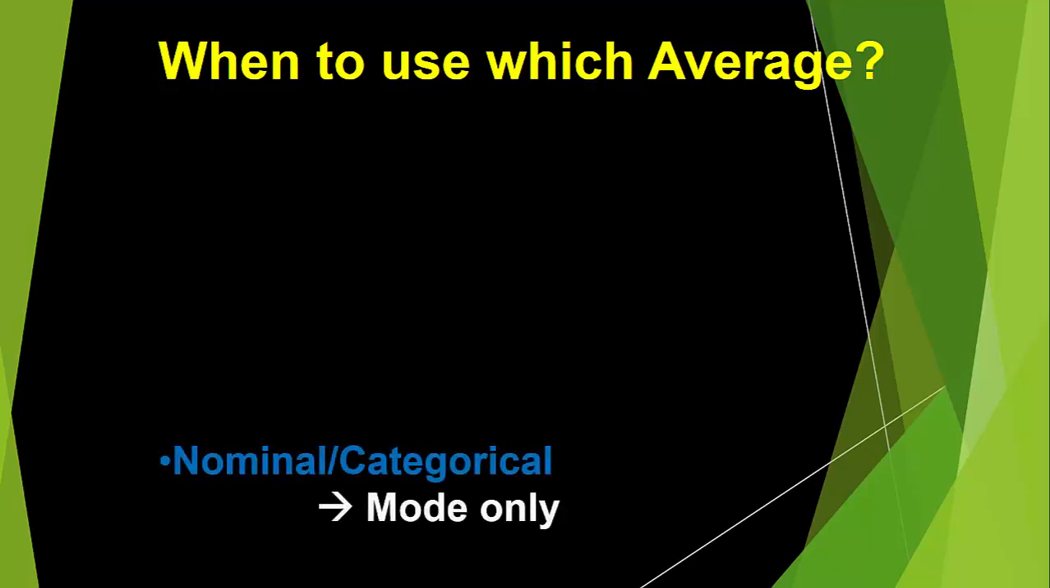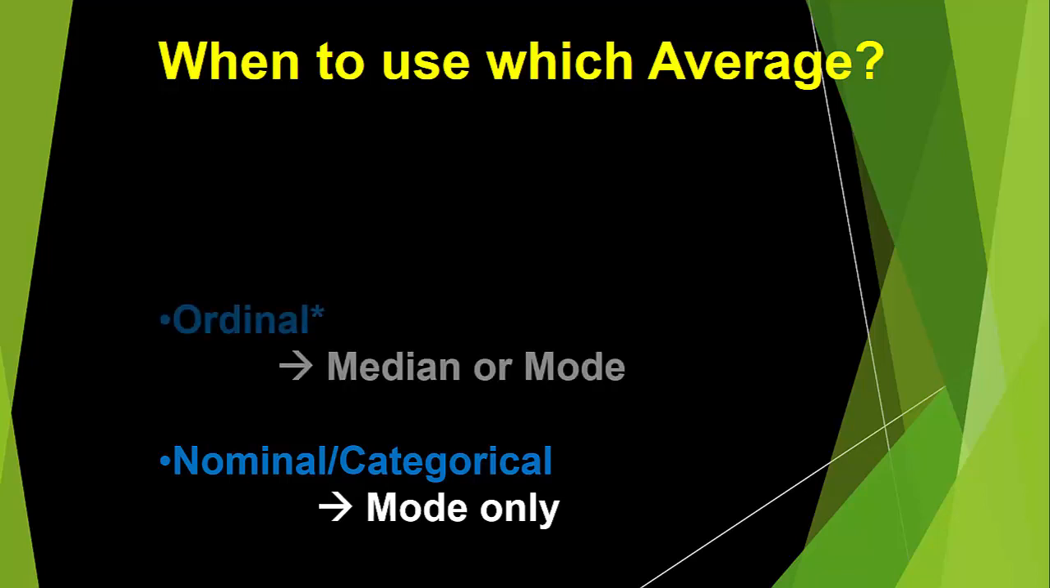If we have nominal, otherwise known as categorical level variables, this is where we can only have counts in categories like eye colour and hair colour and that kind of thing, then there's only one average open to us, and that is the mode. If on the other hand we have ordinal level data, remember that was where the data has a natural ranking, then we can still use the mode, but there's a more sophisticated measure of average, which is the median.